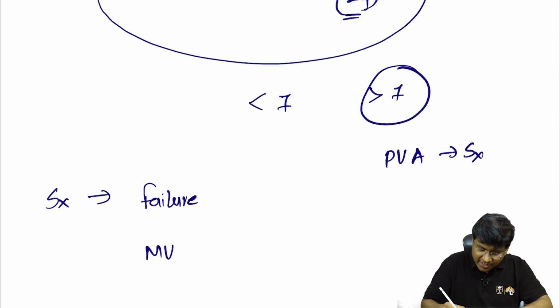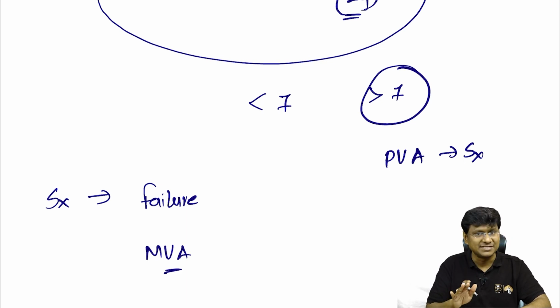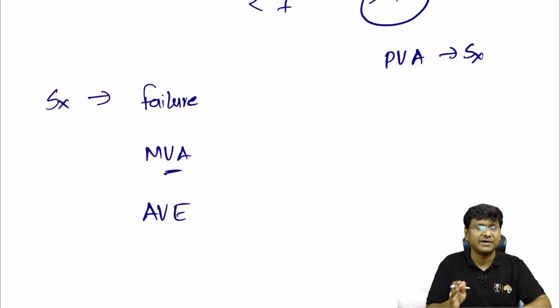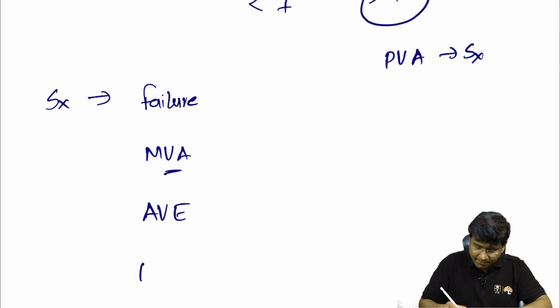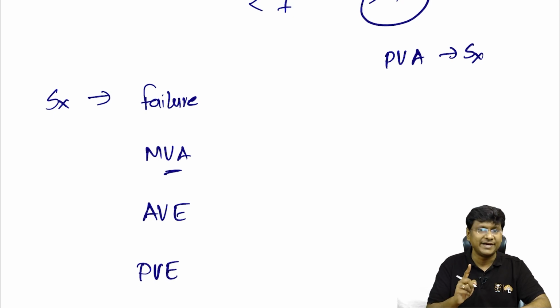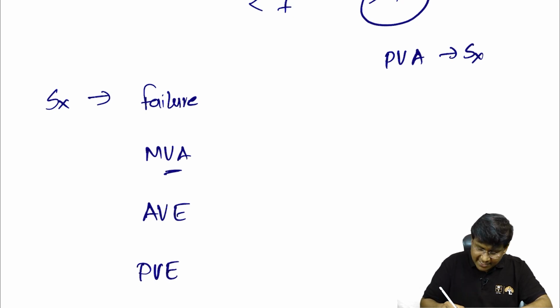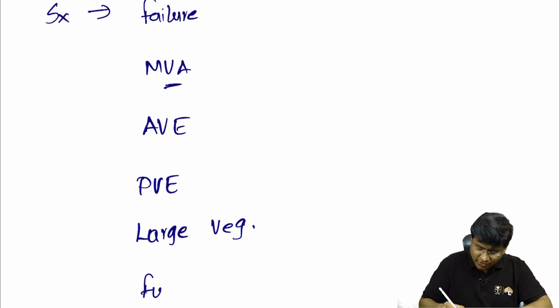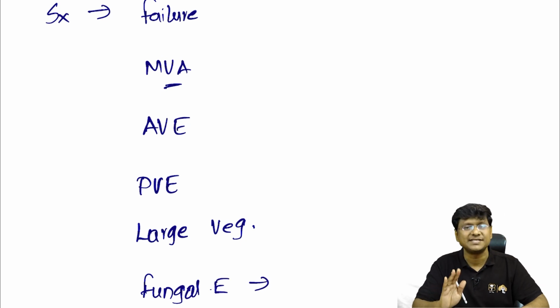The presence of myocardial valve abscess, surgical treatment is required. Aortic valve endocarditis, surgical treatment is required because it can cause complete heart block. Prosthetic valve endocarditis will require surgical treatment, and the presence of large vegetation which has a high risk of embolism. And then in case of fungal endocarditis, these are the indications for surgical treatment.